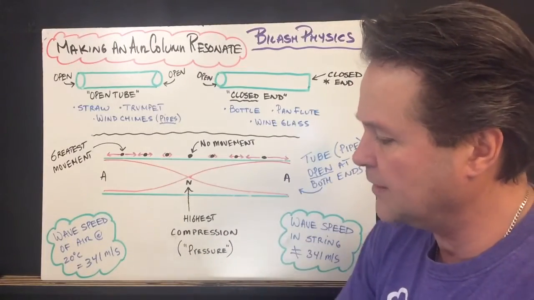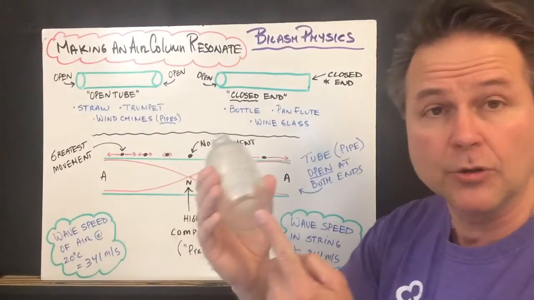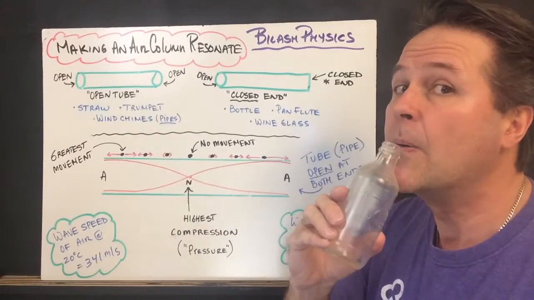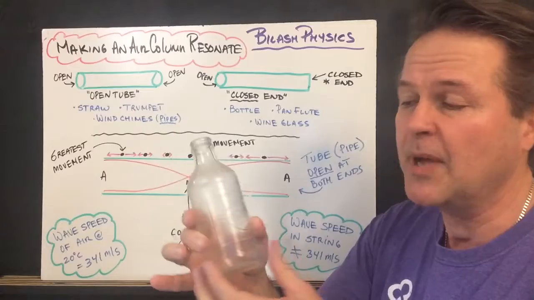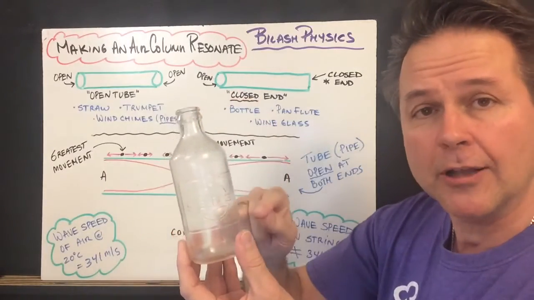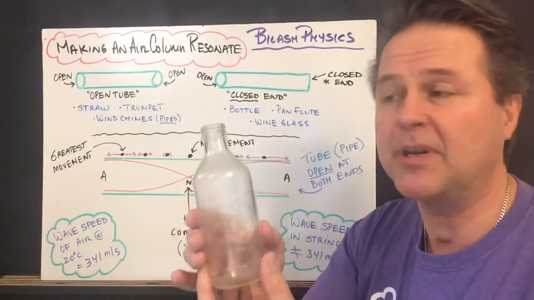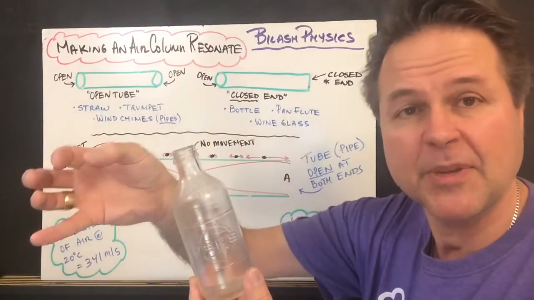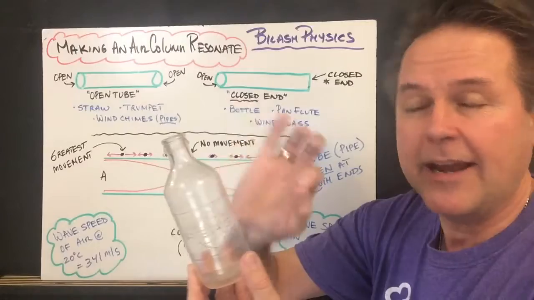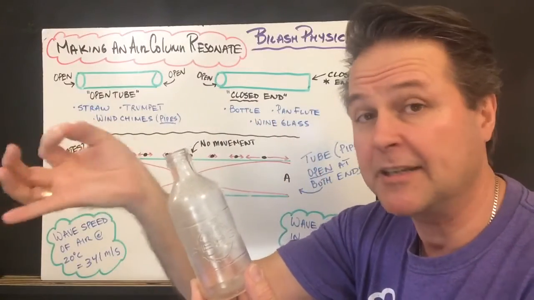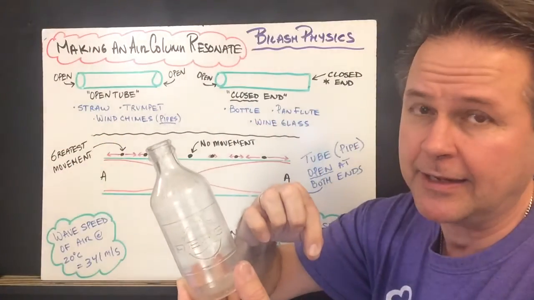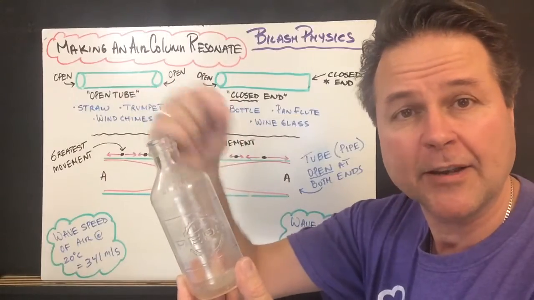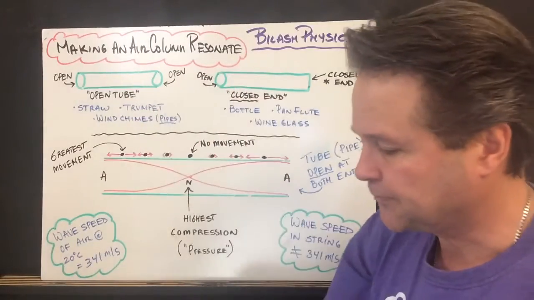Now here is a bottle. This would be a closed end, and if I blow across the top, I can make the air column inside vibrate. What's happening is when I blow across the top, I'm actually drawing some of the air out of the bottle, but the air stretches kind of like a rubber band. It doesn't want to remain that way, so it snaps back in. So it moves back and forth in and out of the bottle a little bit.